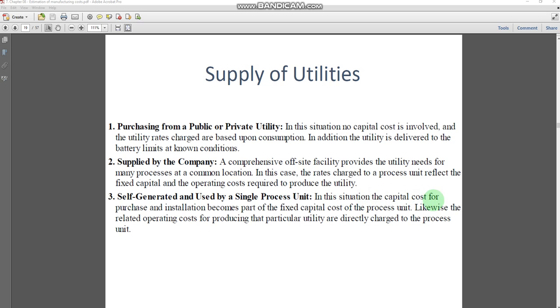In this situation, the capital cost for purchase and installation becomes part of the fixed capital cost of the process unit. So in this case, you have to install all the equipment relevant to that utility. Okay, that comes under the category of the fixed capital cost of that plant. Likewise, the related operating costs for producing that particular utility are directly charged to the process unit. And also, the utilities that are required to run that specific unit would also be considered as the utility for your process. Okay, so you have to compensate the capital cost also, and the operational cost for that utility-producing plant itself. Okay, so that is category number three.